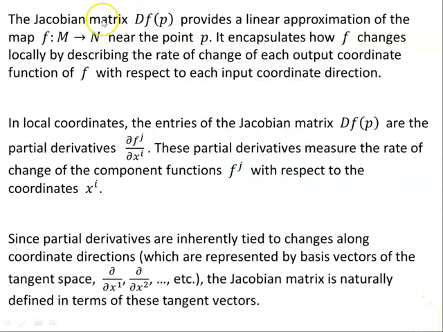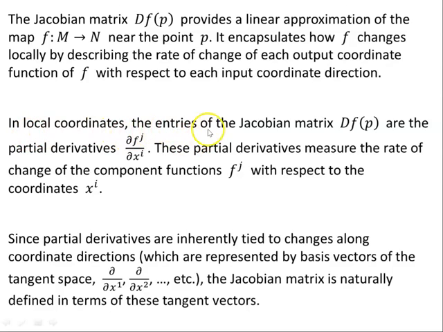All right, so the Jacobian matrix df of P provides a linear approximation of the map f from M to N, because remember the derivative of f at P gave us that beautiful fit with f of x, as we saw in the one-dimensional case. So near the point P, it encapsulates how f changes locally by describing the rate of change of each output coordinate function of f with respect to each input coordinate direction. So partial f1 over partial x1, partial f1 over partial x2. Remember there's two dimensions in this case, and of course higher for higher dimensions.